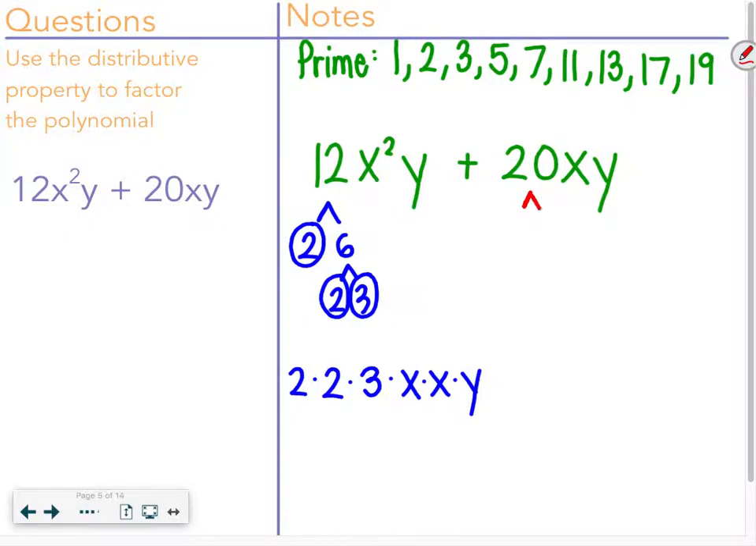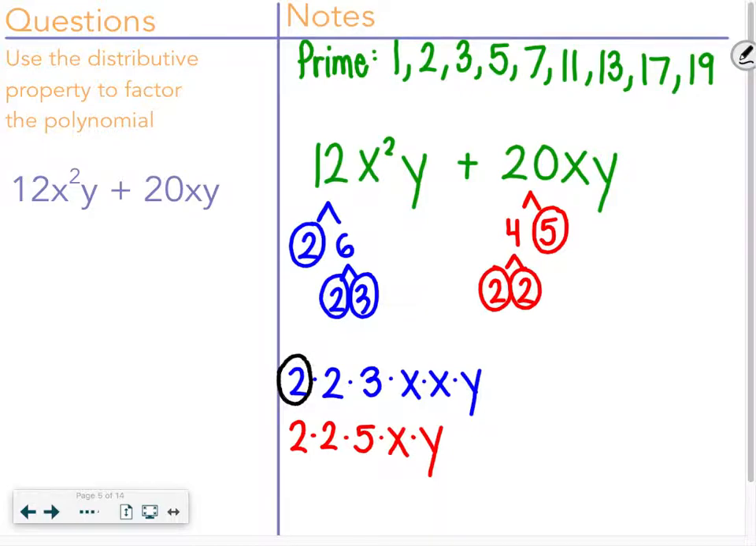20xy, again, I have a couple options. I could do 4 and 5, or I could do 10 and 2. I'll just pick 4 and 5. 5 is prime, so I can circle it. 4 is not, so I'll break that down to be 2 and 2. 2 times 2 times 5 times x times y.